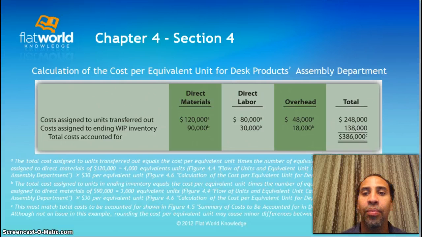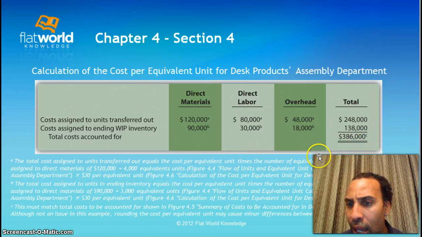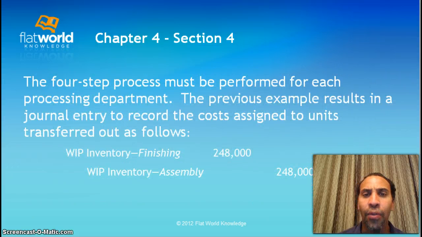As you can see, if you add those numbers up, 120,000 plus the 80,000 and 48,000, you have your 248,000 costs assigned to units transferred out, and then you have your costs assigned to ending work in process inventory: 90,000 plus 30,000 plus 18,000 is 138,000. Total cost accounted for is 386,000. So the four-step process must be performed for each processing department.